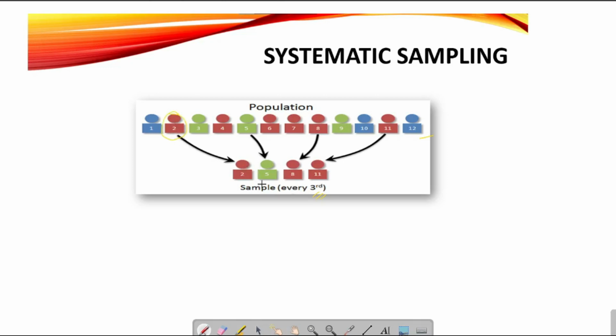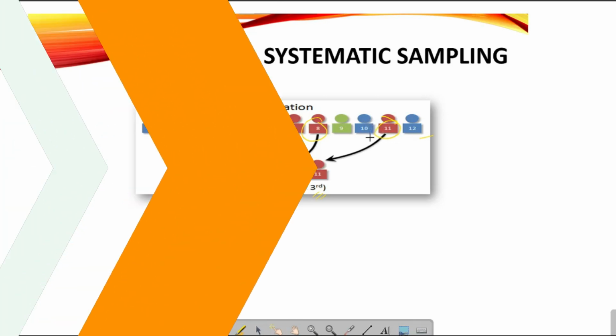Tapos, for every third sample, yun yung ating magiging next respondent. So bilang tayo, 1, 2, 3. So 5. Then 1, 2, 3, si 8. Tapos 1, 2, 3, so 11. So ganyan. Meron tayong fixed interval para sa pagpili ng ating respondents. At ganyan kadali gamitin ang systematic sampling.